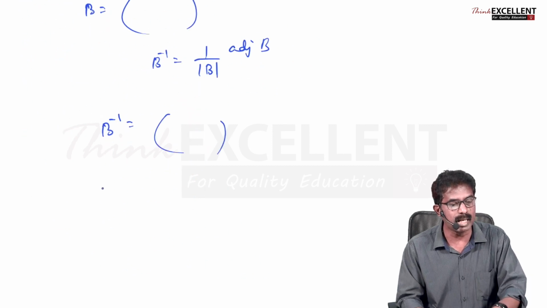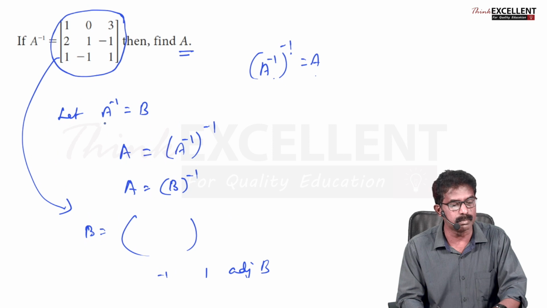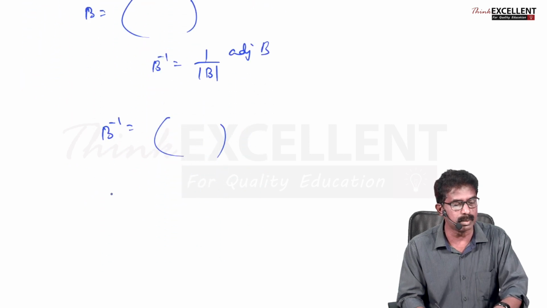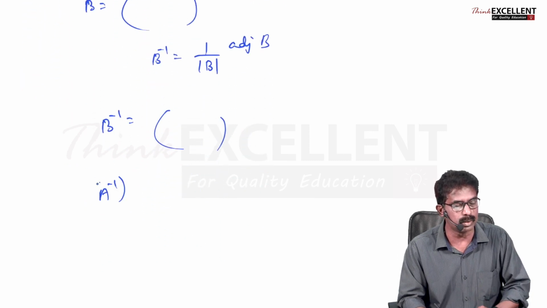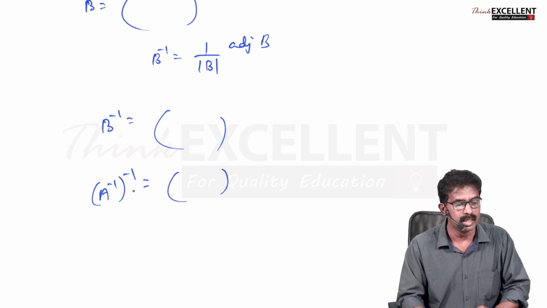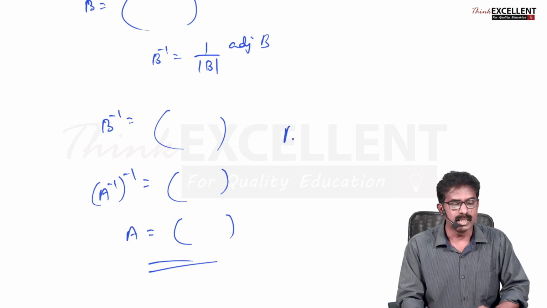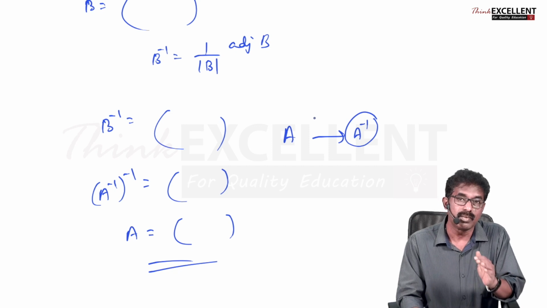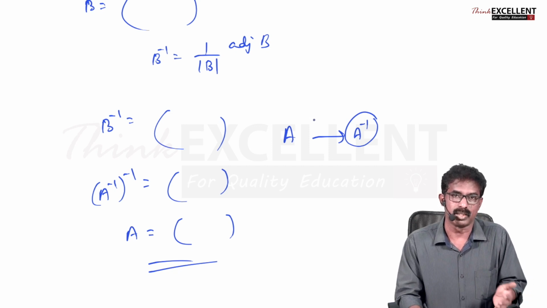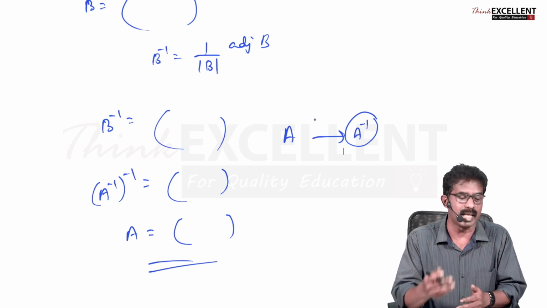And instead of B, now you can write, B can be replaced by what? A inverse. B can be replaced by A inverse, the whole inverse is that answer. A inverse, the whole inverse means what? A. So A is given, you know how to find A inverse. If A inverse is given, how can you find A? You take inverse one more time. So you take the inverse of A inverse, okay?